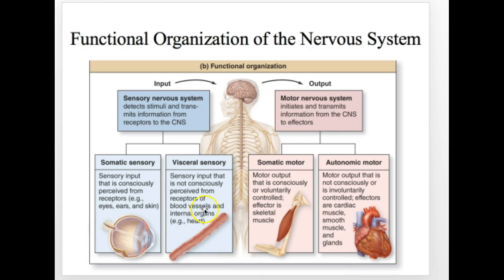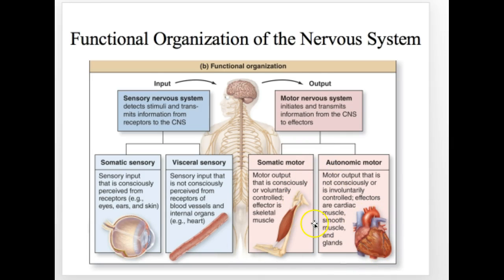Whereas the visceral sensory input is input that is not consciously perceived and comes from receptors in areas like blood vessels and internal organs like the heart. These receptors detect changes in homeostatic mechanisms, for instance in blood pressure, and send that information to the central nervous system so that any changes that are unnecessary can be corrected.